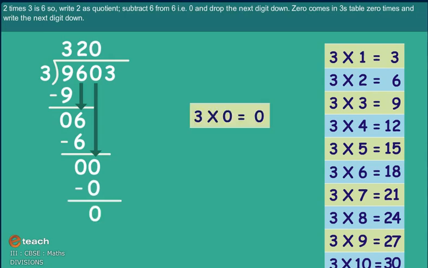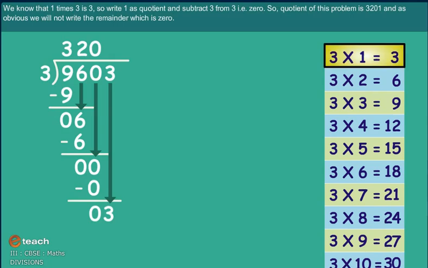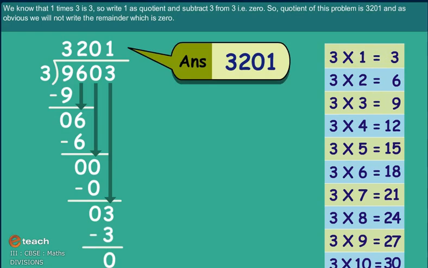0 comes in the 3 table 0 times. We know that 1 times 3 is 3. So write 1 as quotient and subtract 3 from 3. So the quotient of this problem is 3201, and obviously we will not write the remainder, which is 0.